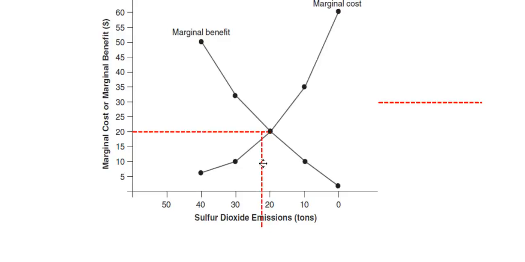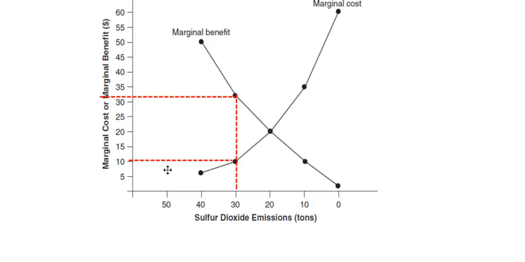Now, if we were to go to 30 right here, that would be at a point where marginal benefit is way above marginal cost. So we're getting much more of a benefit for our cost here. So we would want to reduce even more, because we have some room to reduce more since our benefit is well above our cost, so we could afford to spend some more money and reduce to a point where cost and benefit equal out. And that's what we want to do.